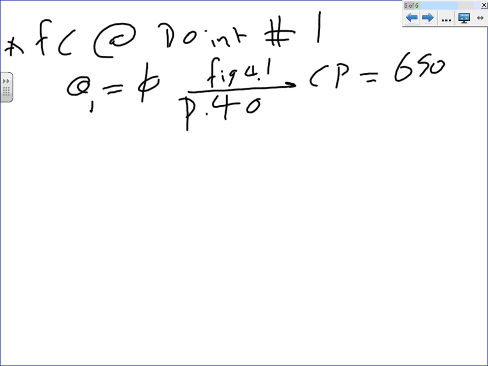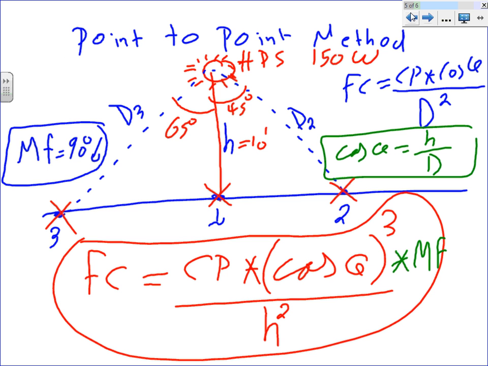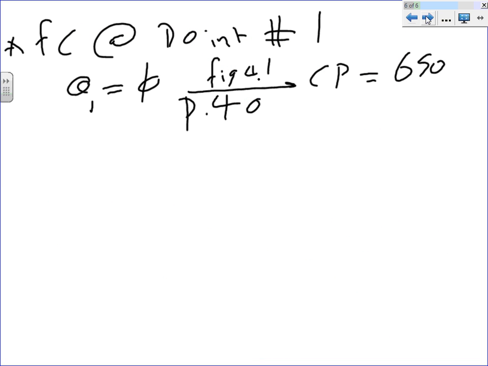One more time. If you guys are confused here, point 1 is right here, right underneath the fixture, which is 0 angle. Because it's right underneath the fixture, it's 0. Then I take the 0 angle to Fig 4.1, page 40, which is the isometric curve for this fixture. That will get me a CP of 650.